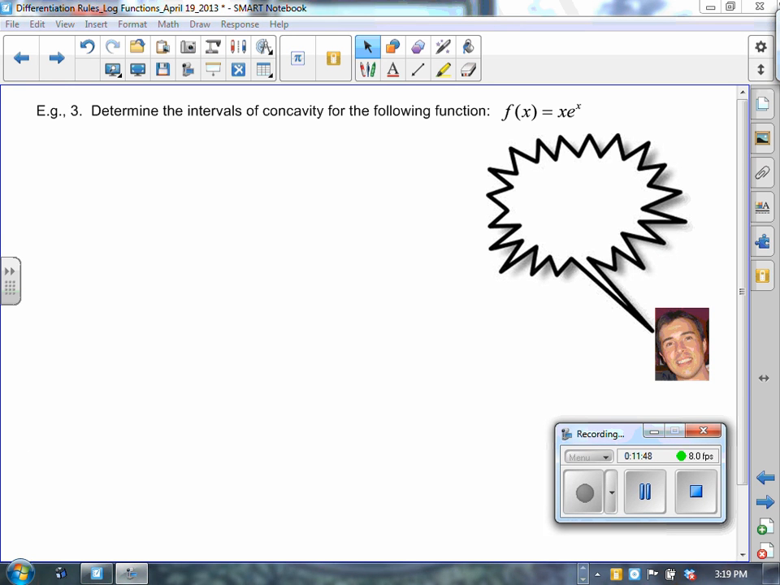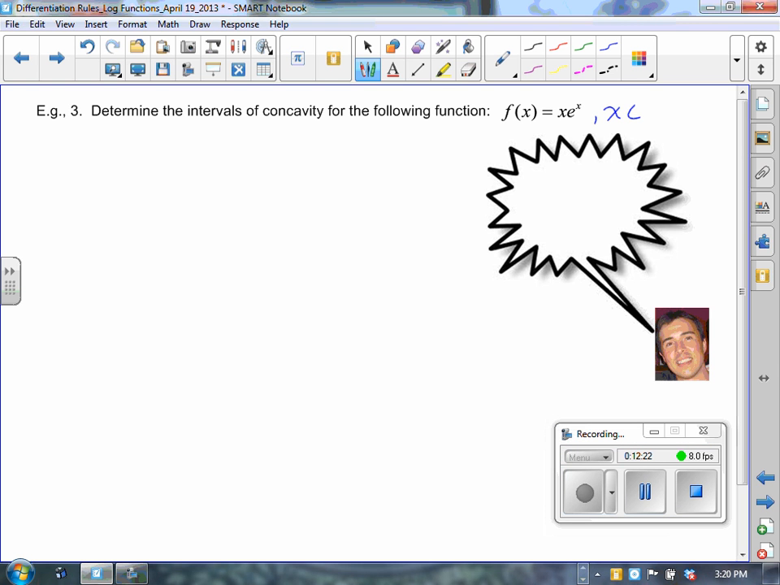Okay, let's look at our final example where we're going to determine the intervals of concavity for the following functions. So we are looking at where the function f of x is concave up and concave down. So again, let's start by addressing the domain of this function. Recognize that it is a combination. We have x multiplied by e to the x. We know that x is defined for all values, as well as e to the x is defined for all real values. So I think we can appreciate that the domain is all real numbers.